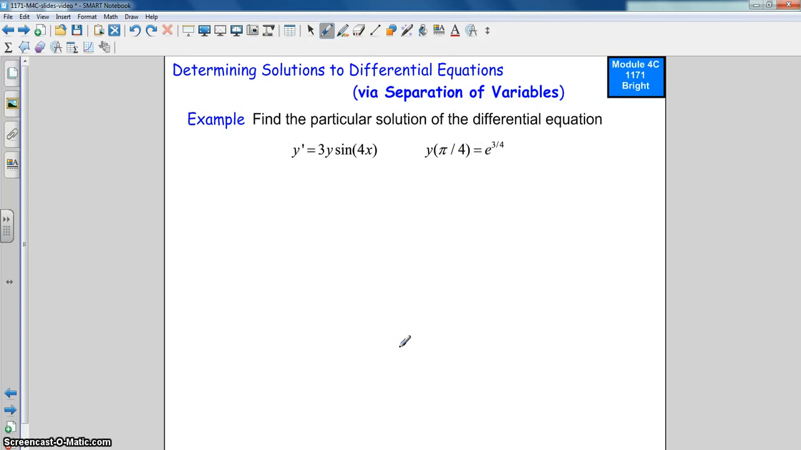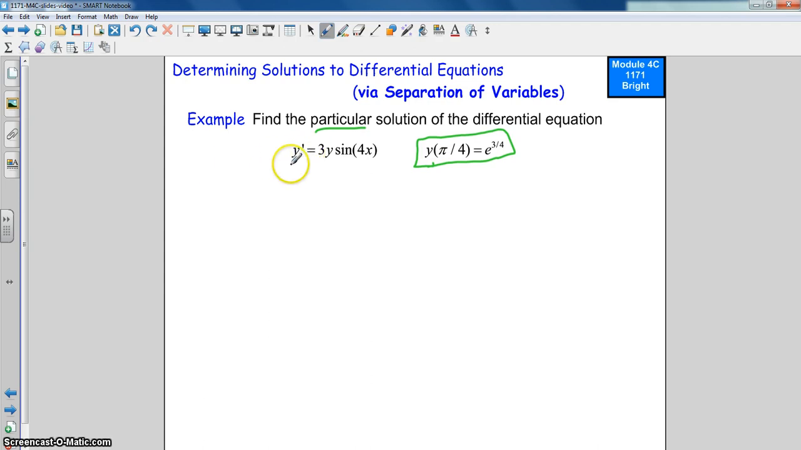Now another problem where we want to find the particular solution, and in the particular solution, remember you have a condition that accompanies the differential equation. So let's go ahead and walk through this. We're going to find the general solution first, and then apply this condition to find the particular solution.